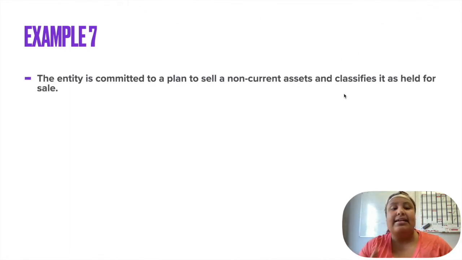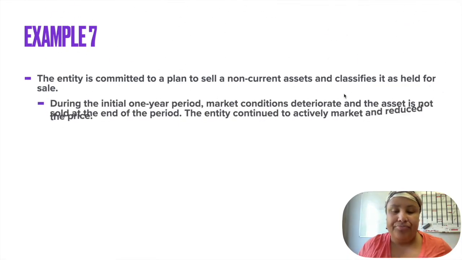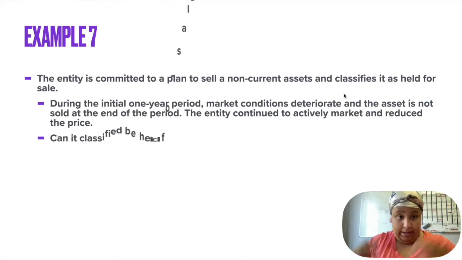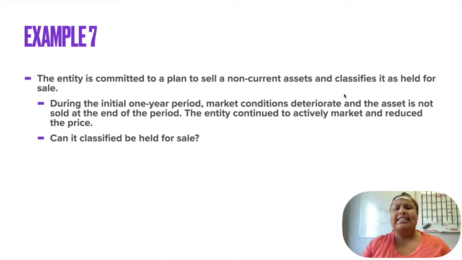Okay, and the last example in this regard that I want to refer to is example 7, and it says here the entity is committed to a plan to sell a non-current asset that it classifies as held for sale. Now, during the initial 1-year period, market conditions have deteriorated, and the asset is not sold at the end of that 1-year period. The entity continues to actively market this asset, and it reduces the price. So can we still classify it as held for sale? In this case, yes, we can, okay, because we're still actively marketing it, and by reducing the price, it's likely that this asset is going to be sold.